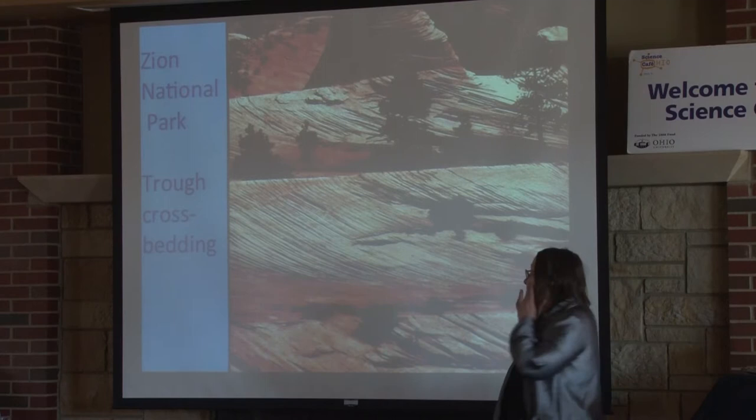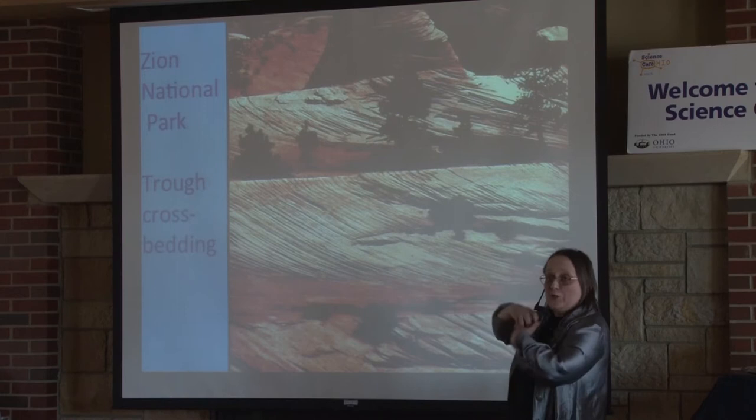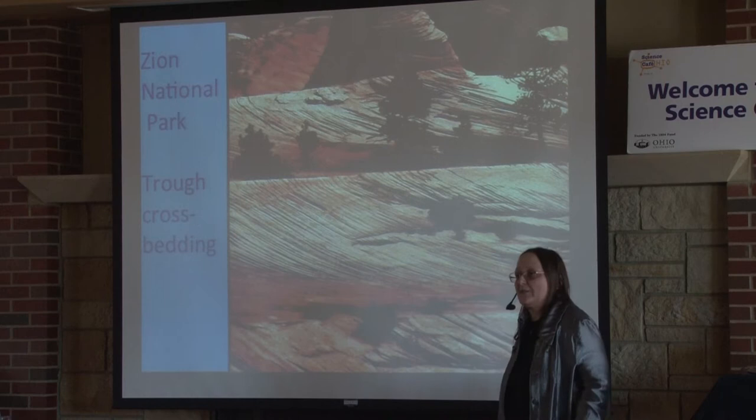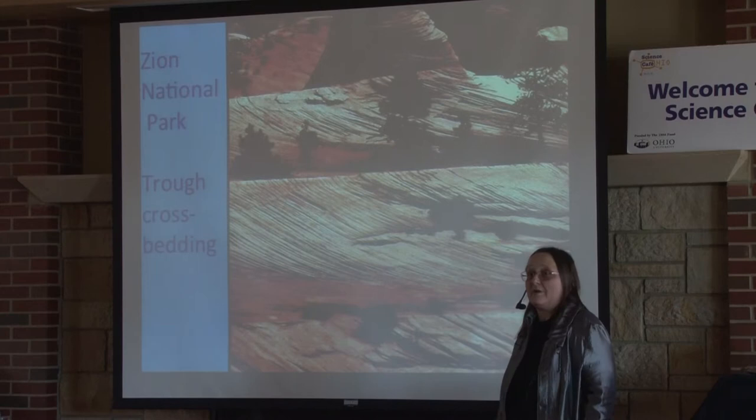And just to show you, that's a small scale. When you get to the large scale, a lot more water, a lot more sediment, then you have larger curved laminae. And these form what we call trough cross bedding. So this is more energy, more sediment. And at Zion National Park, whoever's been there has seen this. Pretty impressive, right? Yes?